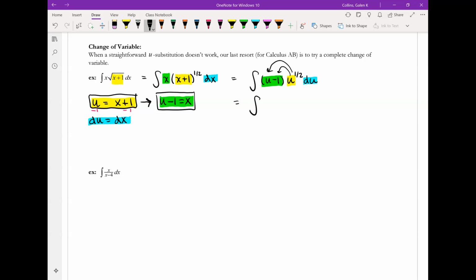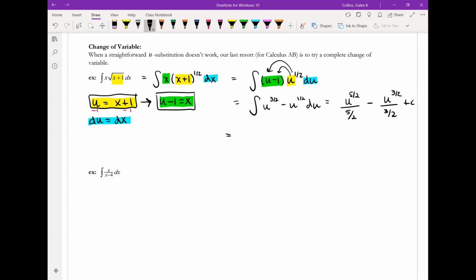All right, so now u to the 1/2 times u is u to the 3/2 power. U to the 1/2 times negative 1 is just negative u to the 1/2 power. All right, and now we just use the power rule to get the antiderivative. So I know I'm going to add 1 to my power and divide by my new power, my new exponent. And then we won't forget our constant of integration. And then lastly, we could substitute back in for u, x plus 1.